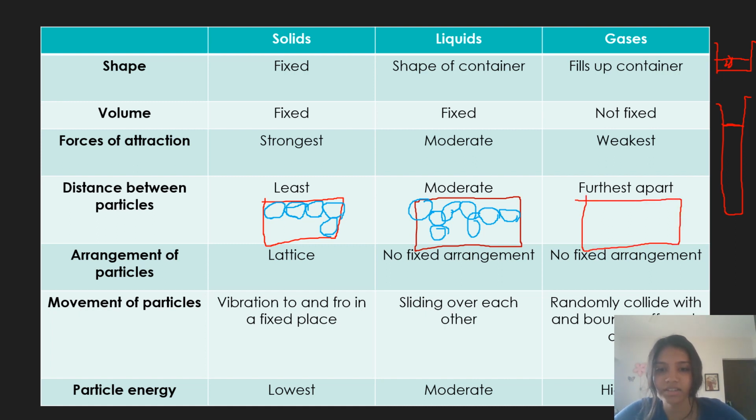Gases is the easiest. It's supposed to be random, but pretty much everyone draws it like this. One particle in every corner of the box and one in the center to show great distance and the fact that they're far apart and there's no forces of attraction, and it's random. That's why you draw it like that.